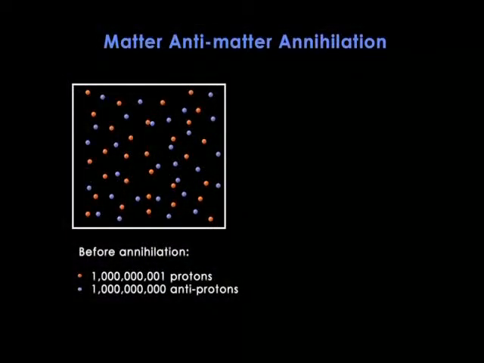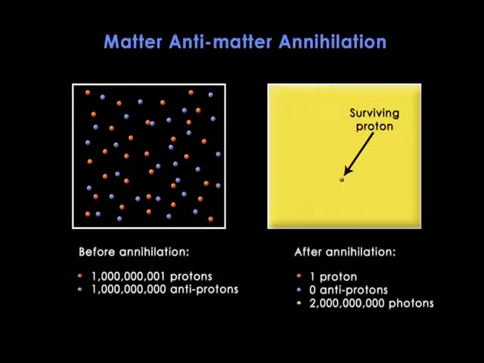So here's the situation. In the early universe, for every billion antimatter particles, in blue, we have 1,000,000,001 matter particles, in red. After the annihilation is over, that one extra matter particle is left standing and is surrounded by the 2 billion photons, in yellow, made in the annihilation.